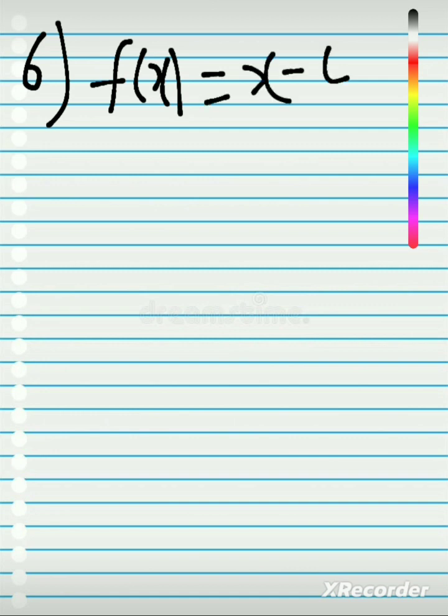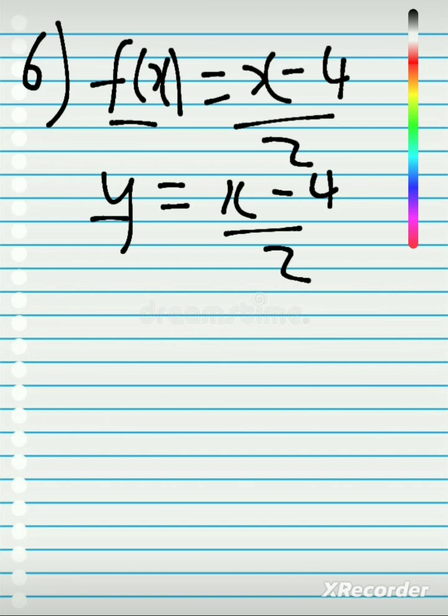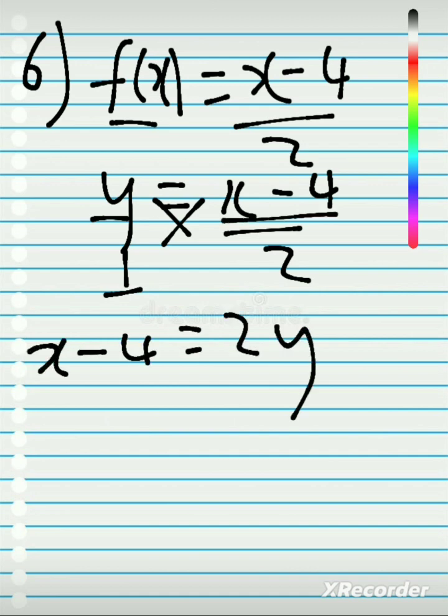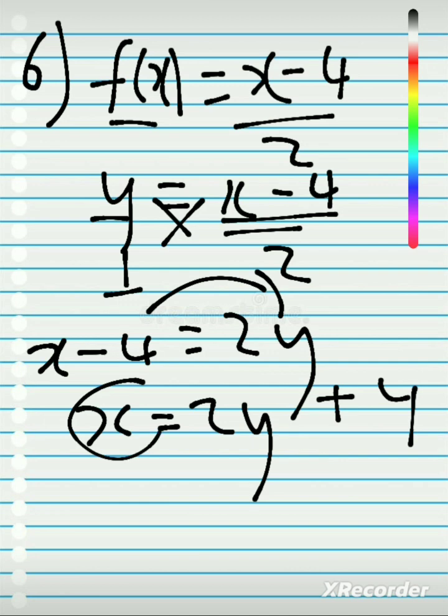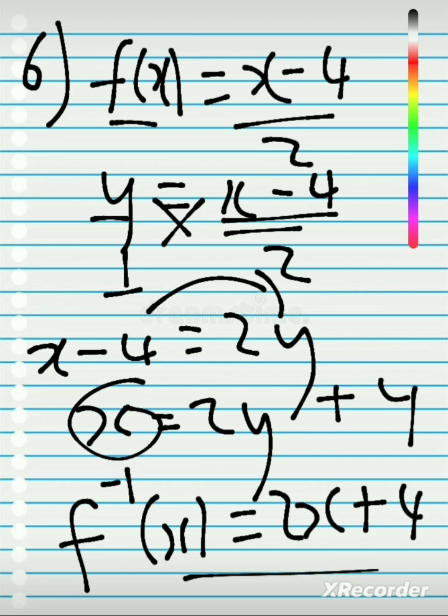So question 6. Go to question 6. We have f(x) equals (x minus 4) over 2. They want us to find the inverse. We know this becomes y equals (x minus 4) over 2 over 1. So we can cross multiply: 2 times y, or we can start with 1 times (x minus 4), it's x minus 4. 2 times y, 2y. Negative 4, take it to this side, it becomes x equals 2y plus 4. So this becomes the inverse, y becomes x. So this is the answer.